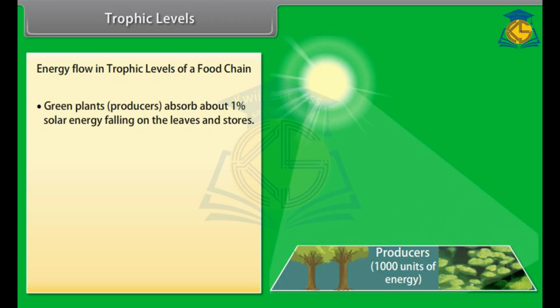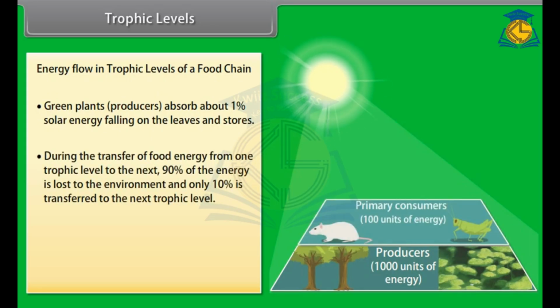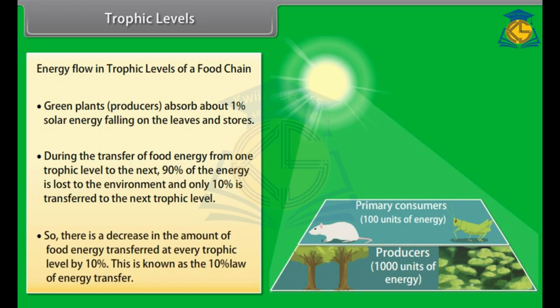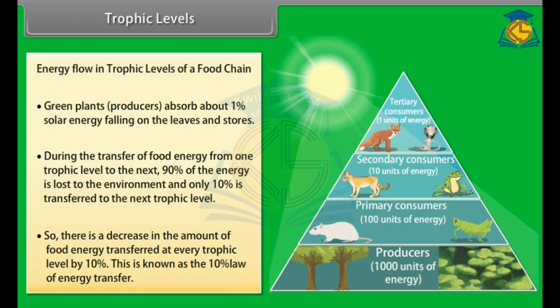Trophic levels. Energy flow in trophic levels of a food chain. Green plants, producers, absorb about 1% of solar energy falling on the leaves and store it. During the transfer of food energy from one trophic level to the next, 90% of the energy is lost to the environment and only 10% is transferred to the next trophic level. So, there is a decrease in the amount of food energy transferred at every trophic level by 10%.